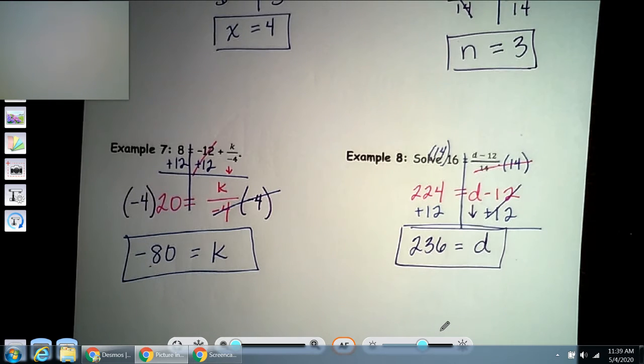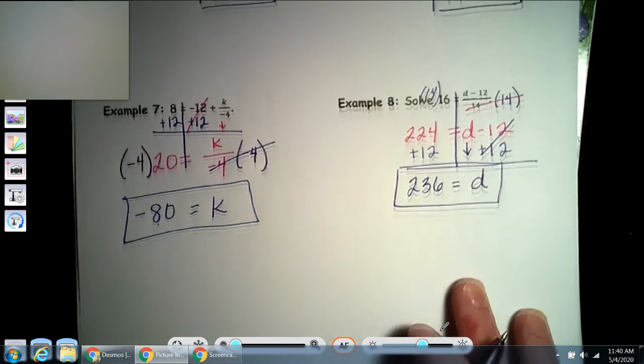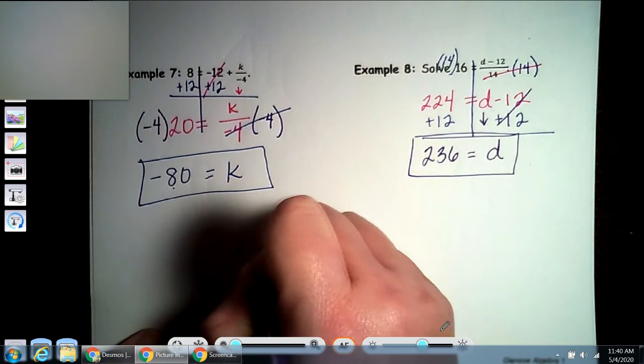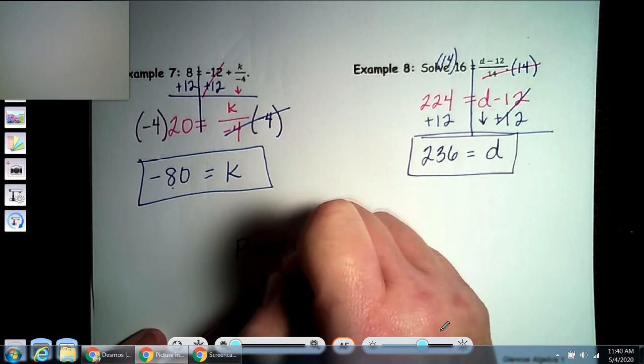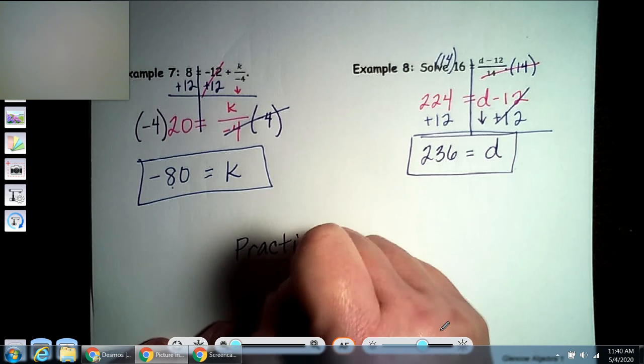So you will see the practice problems. I don't think I have the blank sheet, but if you look on Google Classroom, attached to the blank notes are 9 practice problems. Work through those, show your steps. And I will also have posted an answer key that shows my work step by step.